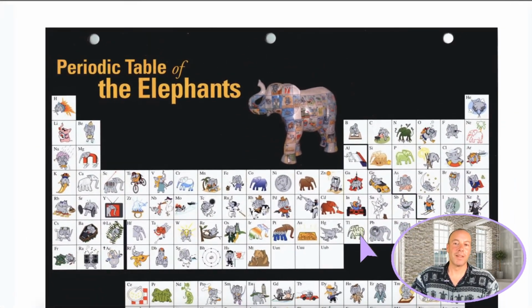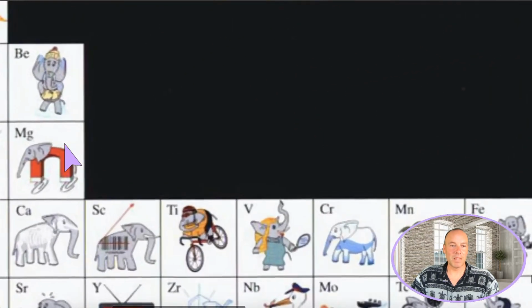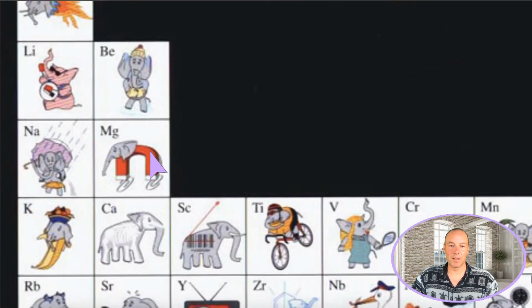Okay, this one is interesting. This is my favorite fun periodic table, the periodic table of elephants. So, the element magnesium, here's an elephant that looks like a magnet. Magnesium. How about sodium? Elephant with a pink umbrella. Does that look familiar? You ever seen those Morton salt containers with that little girl holding the pink umbrella?